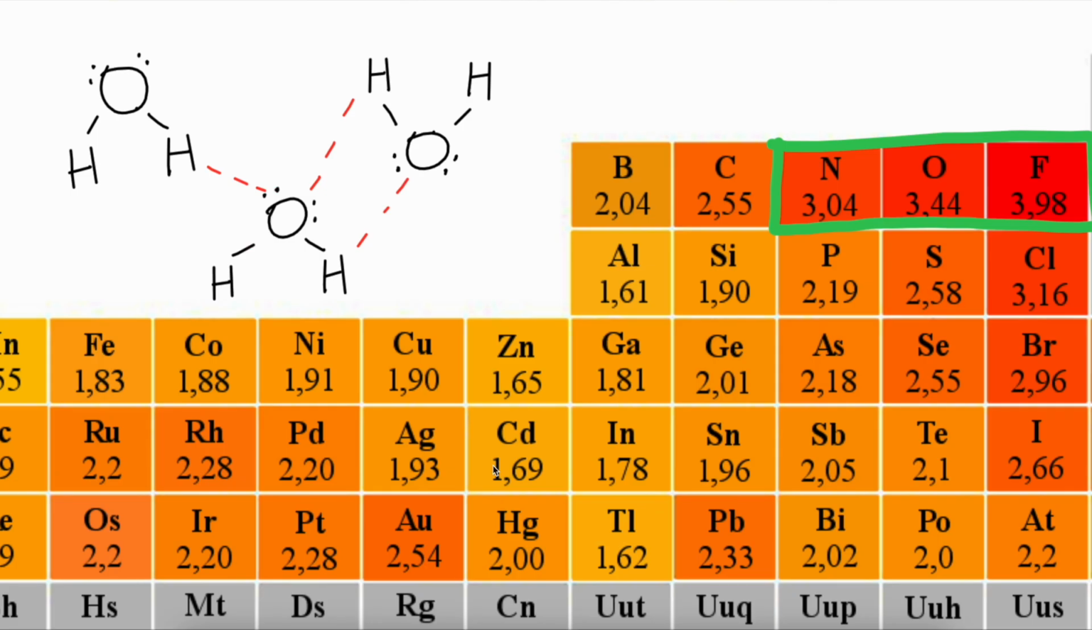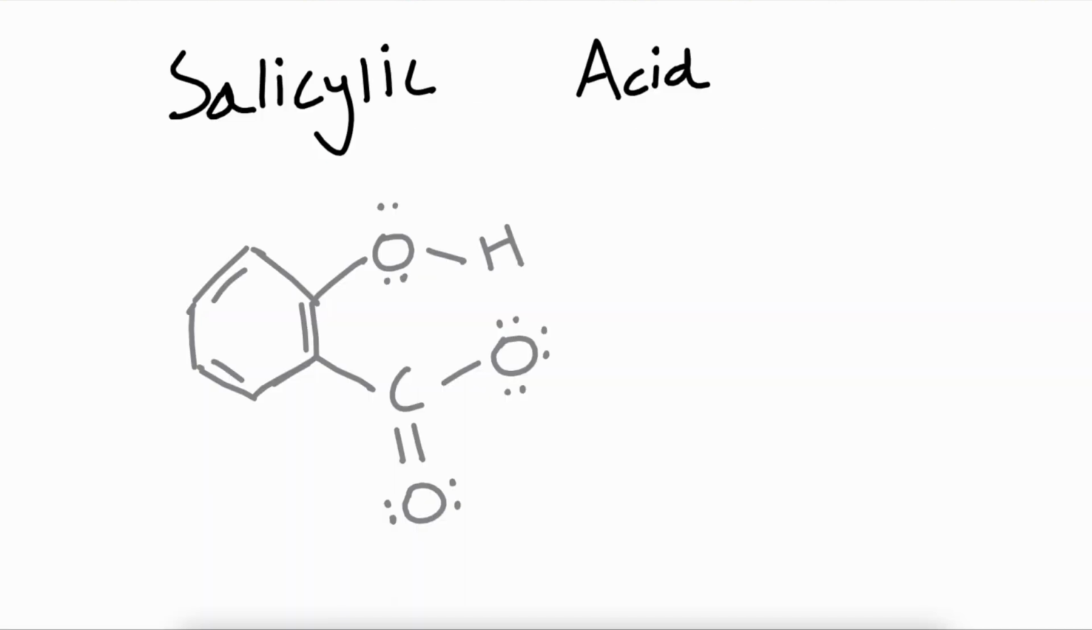Returning to our example of water, the hydrogen bonding between water is an example of intermolecular force. This is when the bond exists between one molecule and another separate molecule. Hydrogen bonding can also exist intramolecularly. This is when hydrogen bonds exist within a compound. This can best be seen through the molecule salicylic acid. Due to the geometry of salicylic acid, an intramolecular hydrogen bond can form between this hydrogen and this oxygen.